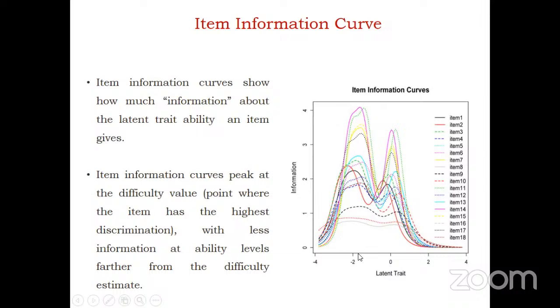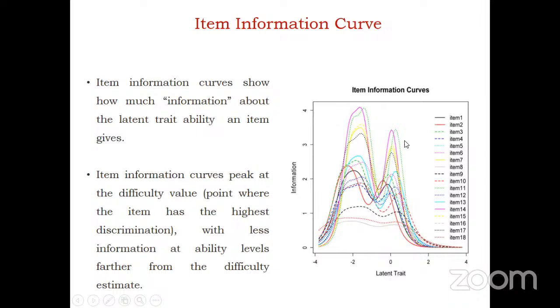Okay, so this item is discriminating very well at this particular level, at -2 trait level, and again at plus 0.5 level. Okay, and again you can see that this item here, I think item number 8, is a very flat curve, the lowest one. So it is not giving you much information anywhere.